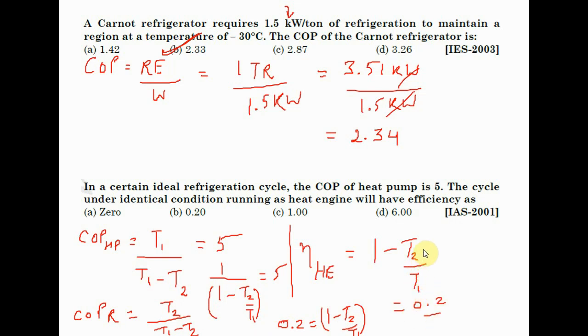Or the other way, if you are not understanding, go with the exact basics: find the T2 by T1 value, bring it to this side, it will be 1 minus 0.2, which is equal to 0.8. Substitute the value of T2 by T1 equal to 0.8, again 1 minus 0.8 is 0.2. Here you are directly seeing that the efficiency of the heat engine is nothing but 1 minus T2 by T1, which is equal to 0.2. So 0.2 is the answer, again option B. I hope these two questions are clear. Let's move on to the next question.